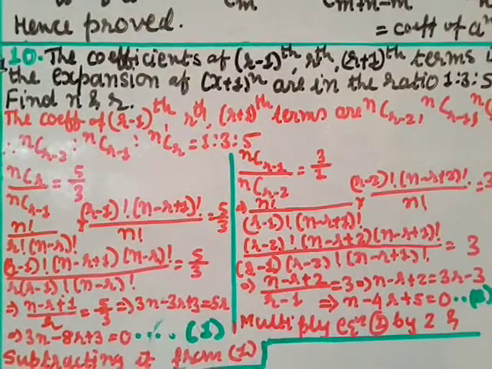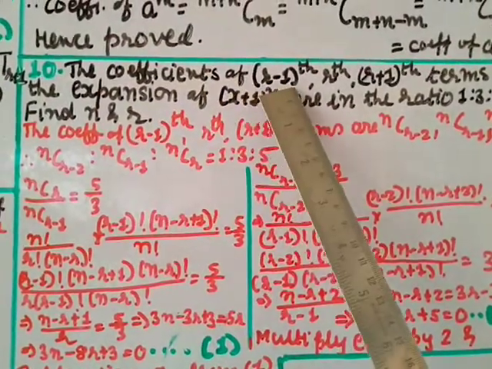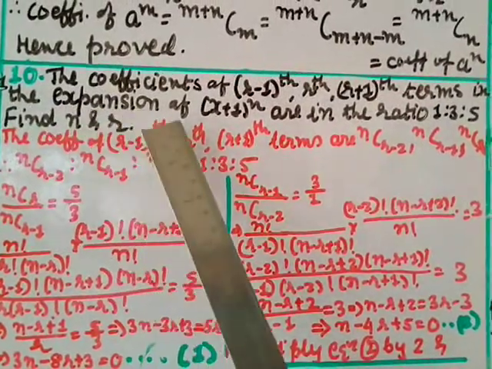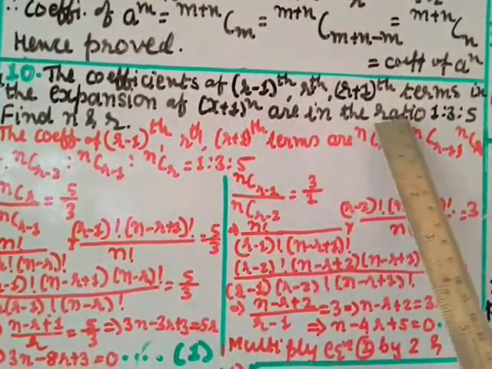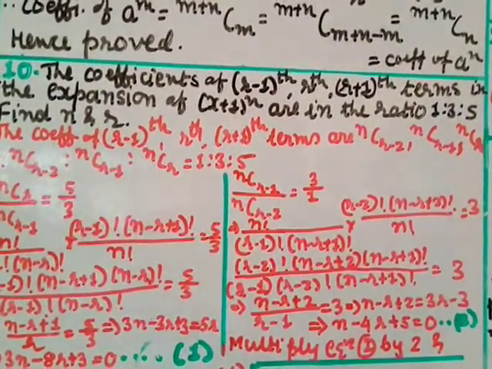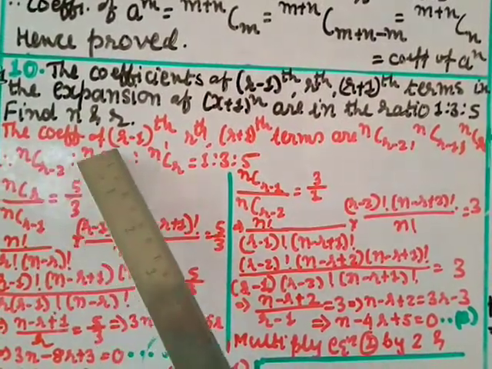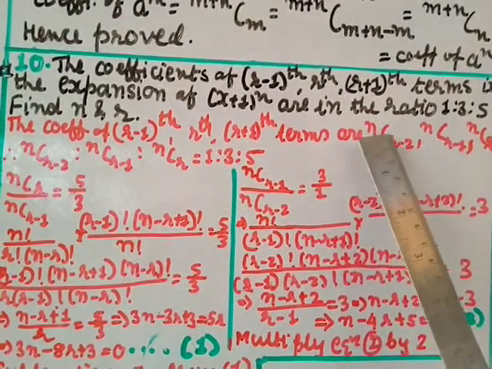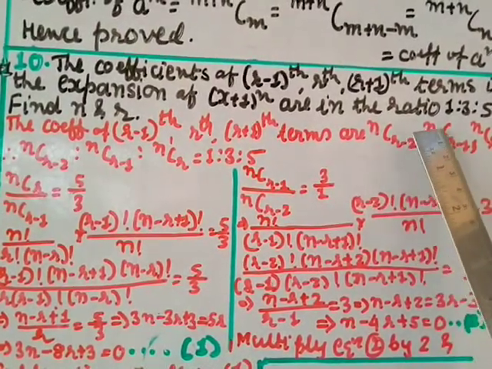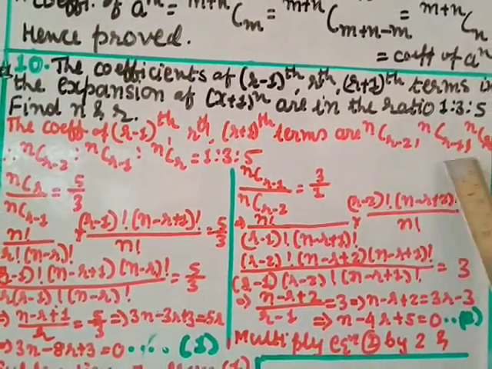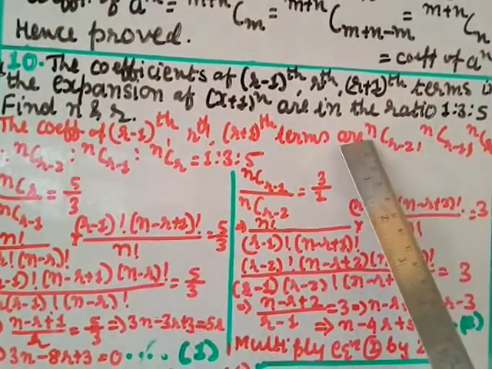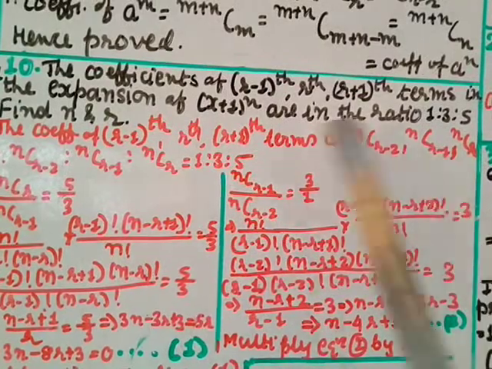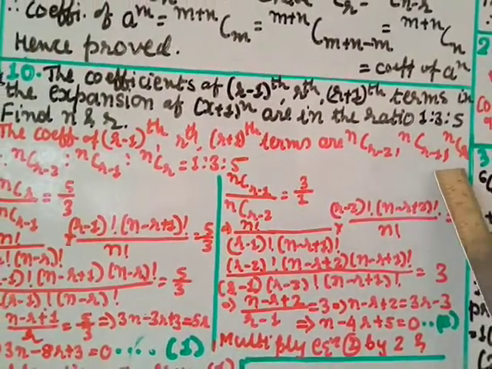Question number 10. The coefficients of the (r minus 1)th, rth, (r plus 1)th terms in the expansion of (x plus 1) power n are in the ratio 1:3:5. Find n and r. Now the coefficients of the (r minus 1)th, rth, (r plus 1)th terms are nC(r minus 2), nC(r minus 1), nCr. So the coefficient of the (r minus 1)th term is nC(r minus 2), the coefficient of the rth term is nC(r minus 1), and of the (r plus 1)th is nCr. So these are the coefficients.